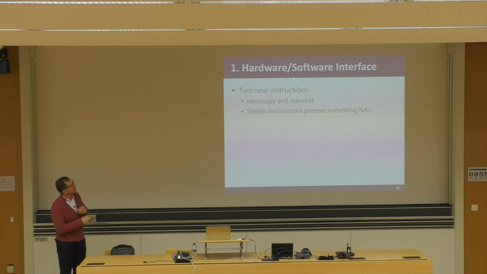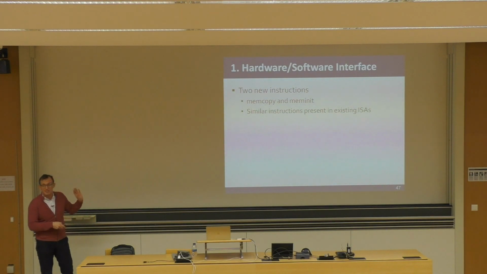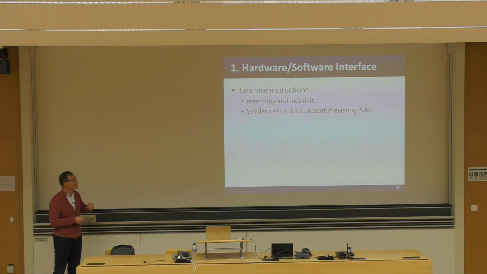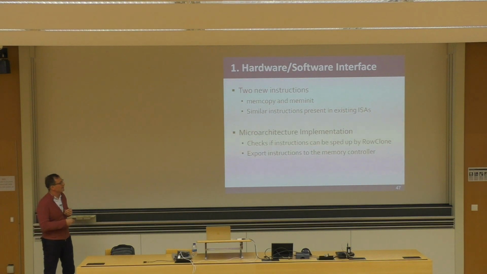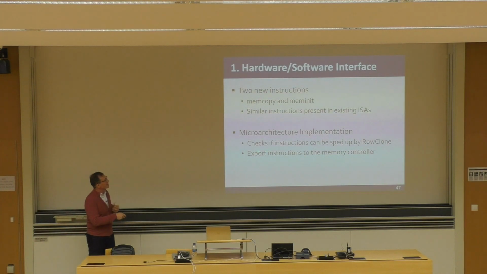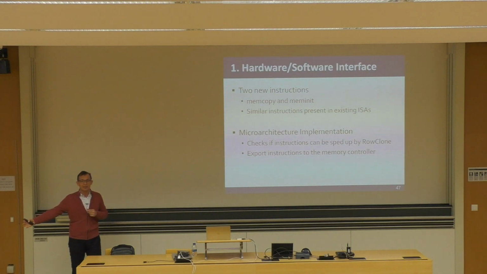Basically, hardware-software interface. The paper proposes two instructions, memcopy and meminit, to be added to the instruction set architecture. And similar instructions are present in existing ISAs. x86 has some. PowerPC also has some, the IBM Power architecture. And the microarchitecture needs to support this clearly. The proposal in the paper is to check if the instructions can be sped up by RowClone with some heuristics. And if so, export the instructions into the memory controller. If not, do the instructions in the processor.